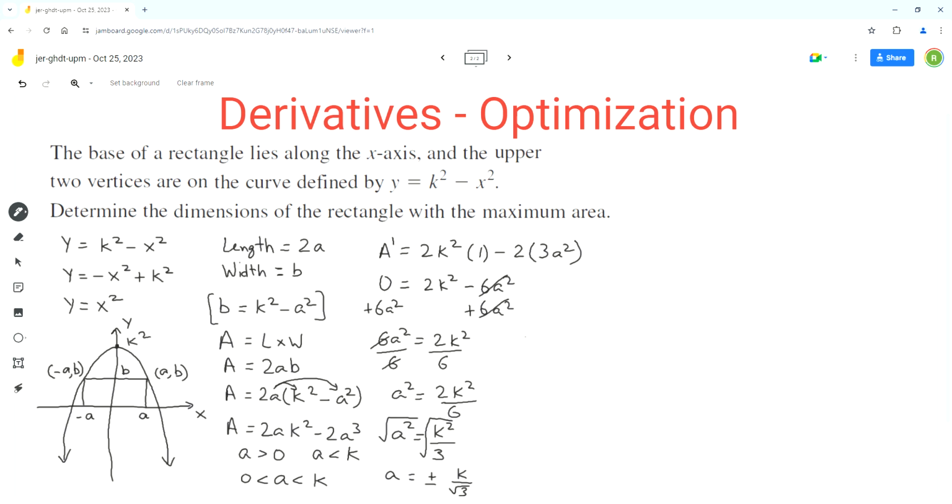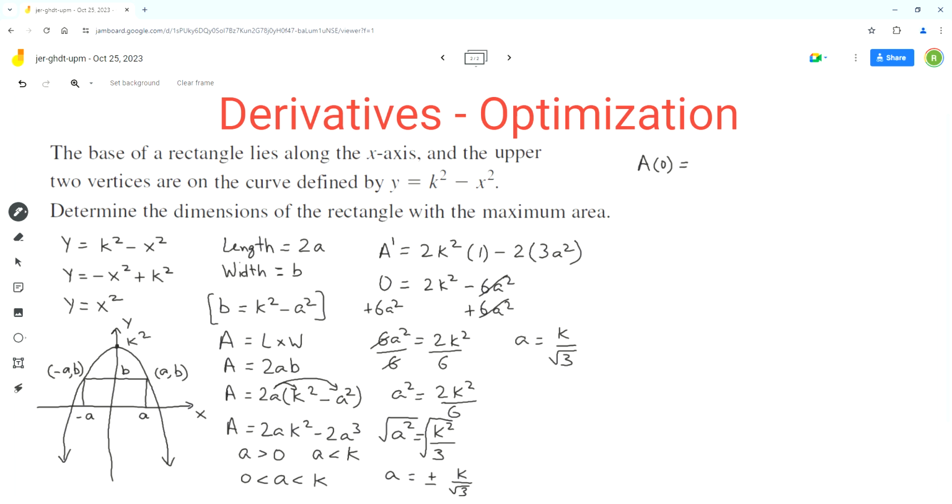So the valid solution for a is, and the solution also lies in the domain. Now we can check if this value of a, k over square root of 3, gives us the maximum area. So we can do the check for the area of the rectangle at the endpoints of the domain and at this a value. So let's start by calculating the value of the area at a equals 0, the lower end of the domain.